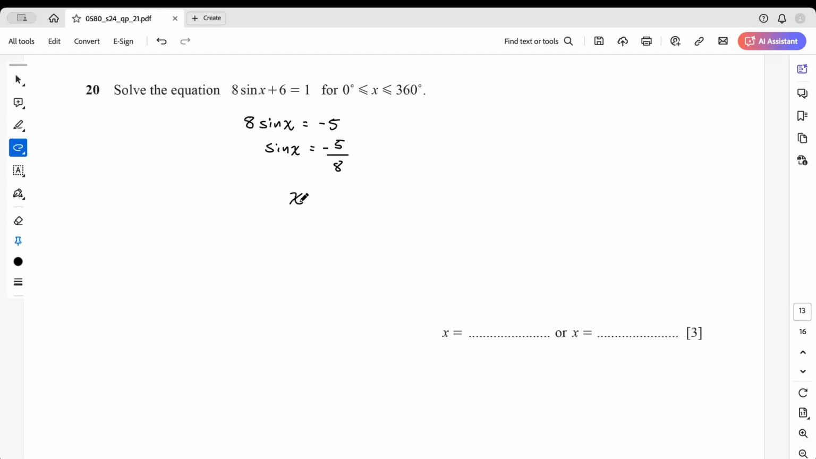So to find x, or in other words, to find alpha, which is our basic angle, we're taking sine inverse of 5 over 8, because we can't take the inverse of sine of a negative value. So if you take a positive value, putting this into your calculator, you will get about 38.68 degrees. Now, recall that this sine value is negative.